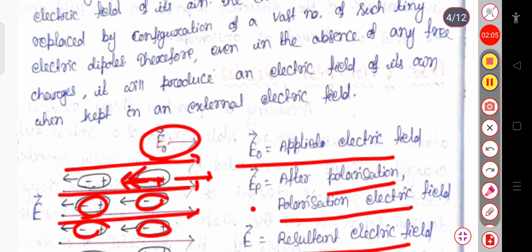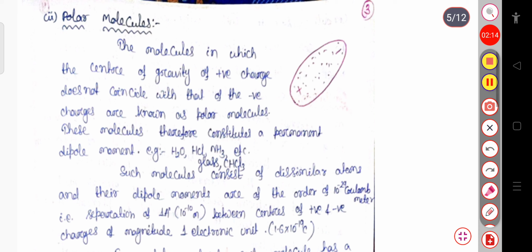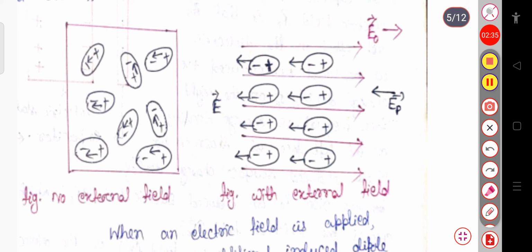Here we can say that even in the absence of any free charges, it will produce an electric field of its own when kept in an external electric field. And in the case of polar molecules, there will be a charge separation even in the absence of the external electric field. Already there will be a charge separation between the positive charges and the negative charges, so there exists a dipole moment. So as a whole, when no external field is given, there is already a charge separation.